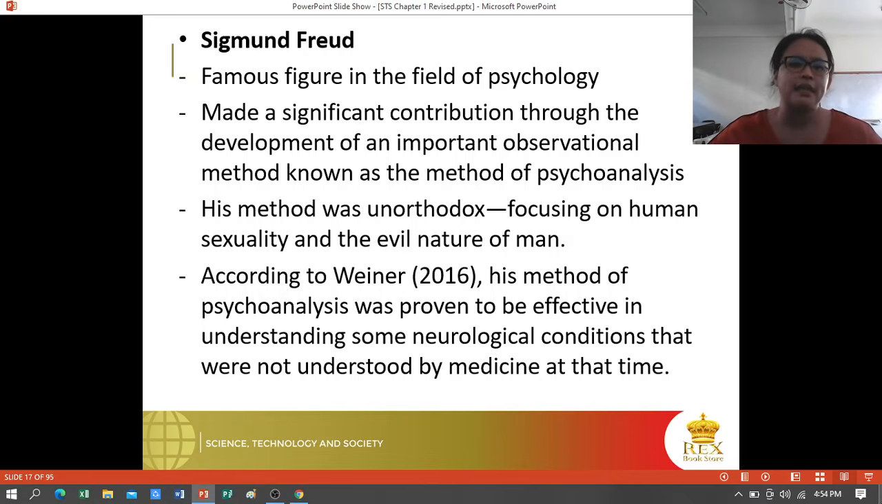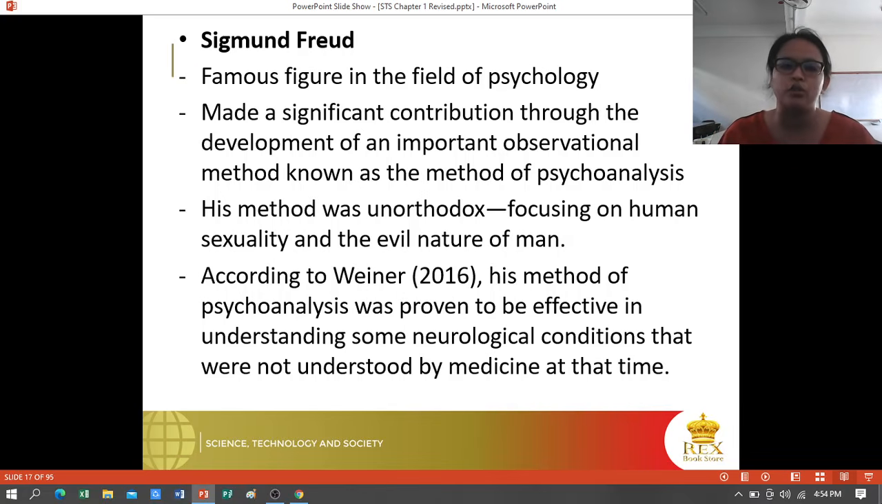So, he made a significant contribution through the development of an important observational method known as the method of psychoanalysis. Psychoanalysis means psychological analysis. Okay? So, his method was unorthodox. Unorthodox doesn't mean evil or whatsoever. Unorthodox means nung time niya, hindi to ginagawa usually, pero parang may originality siya. No? So, ginawa niya yon.